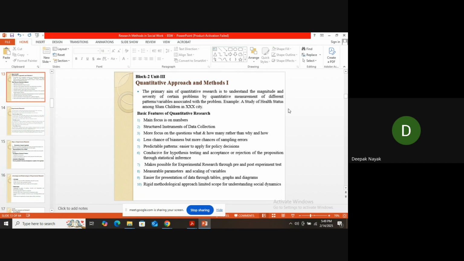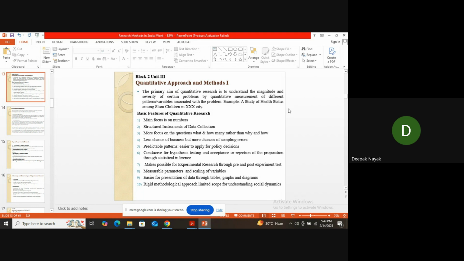So if we look into some of the basic features of quantitative research, then it will be clearer for you to understand what exactly happens in quantitative research. See, one of the major characteristics of quantitative research is that it gives primary focus to numbers. Main focus is on numbers. As I said, how many? It tries to address the question of how many, rather than asking about how and why things happen.